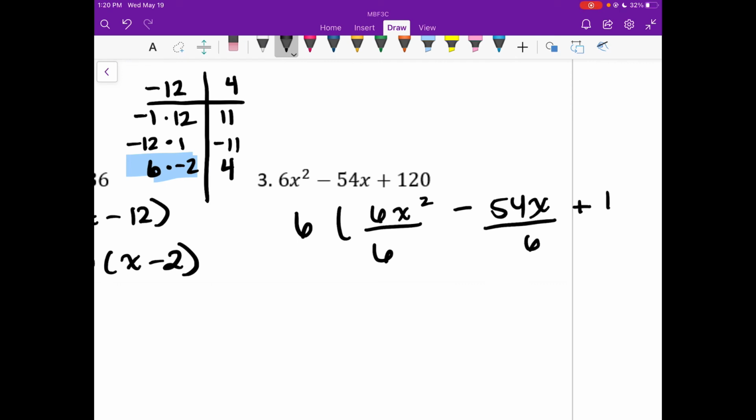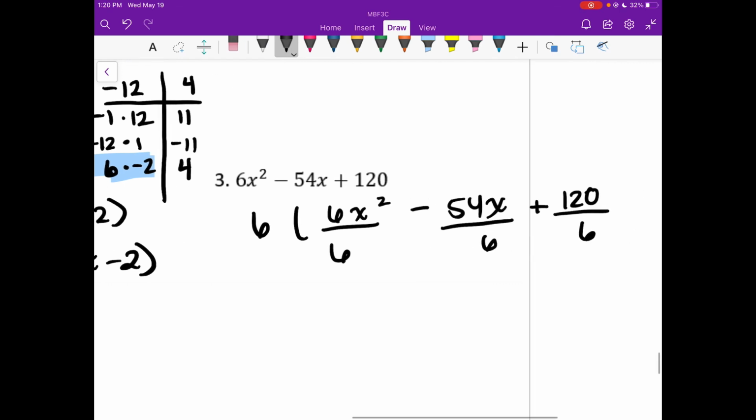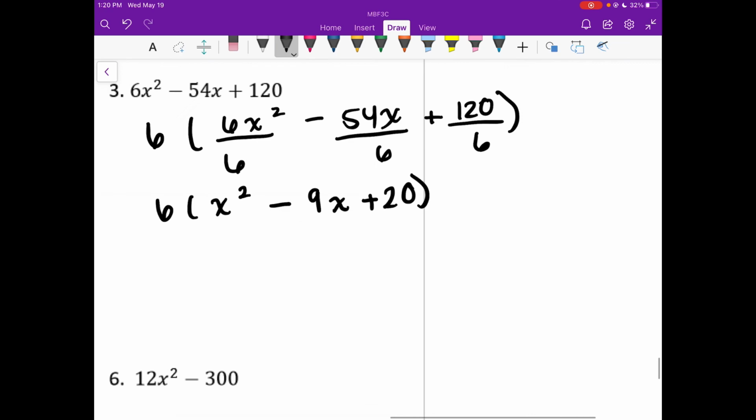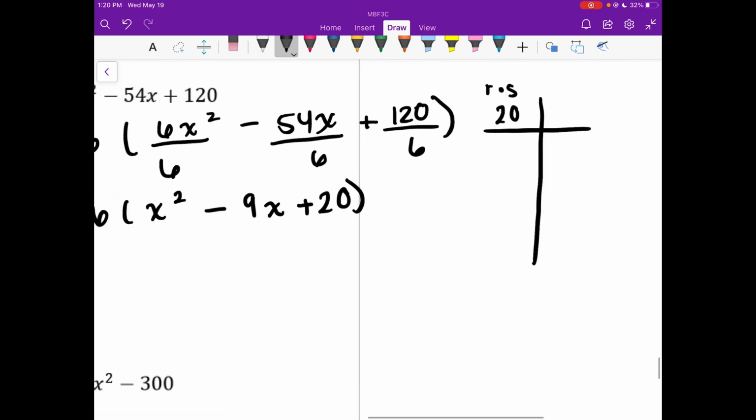You don't have to write this step in, honestly. You could just divide all of the first numbers by 6 and call it a day, but I'm showing you for the sake of showing you. 54 divided by 6 is 9. 120 divided by 6 is 20. Right, so I like to figure out what two numbers will multiply to give me 20. So r times s is equal to 20, and then add to give me -9.